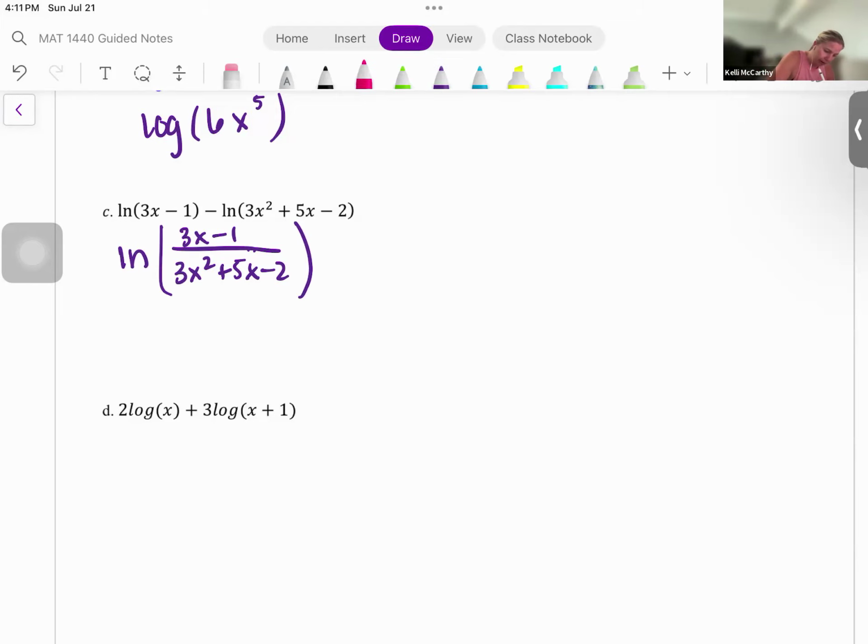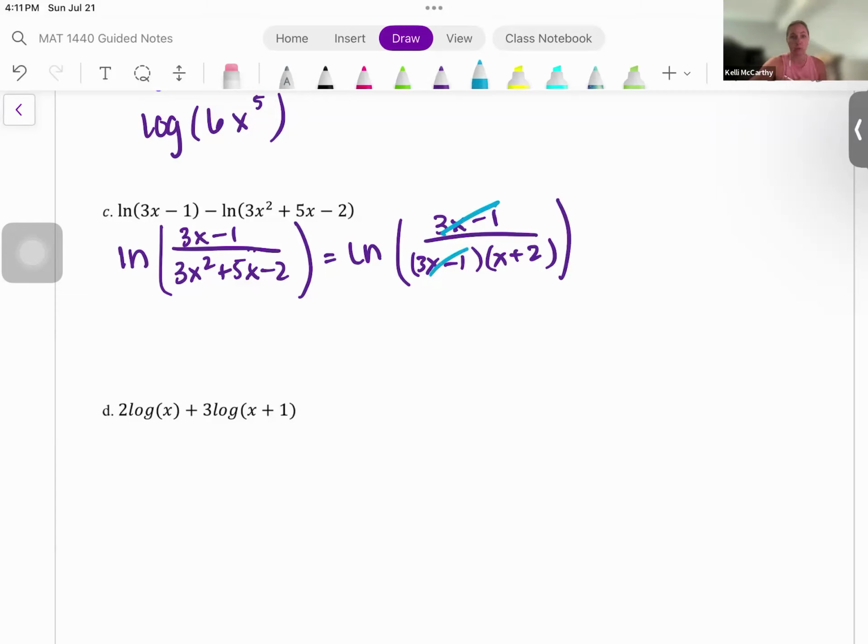So if I think about factoring the denominator, I've got the natural log of (3x minus 1) in the numerator, and then in the denominator, this is going to factor to 3x and x. Factors of 2 are 2 and 1. So we want this one to be a 2, this one to be a 1. Our denominator factors to (3x minus 1) times (x plus 2). And here we can simplify out that factor of 3x minus 1.